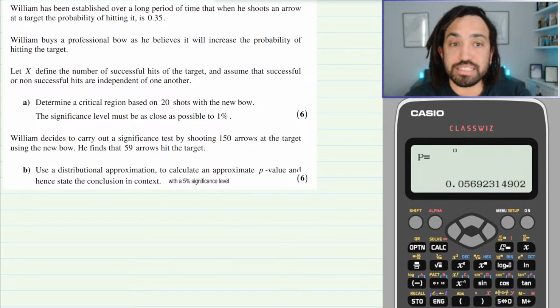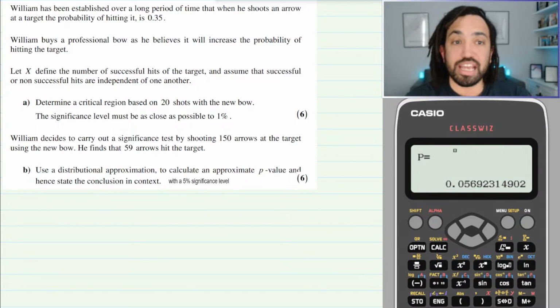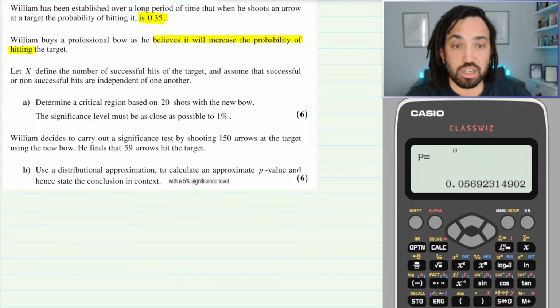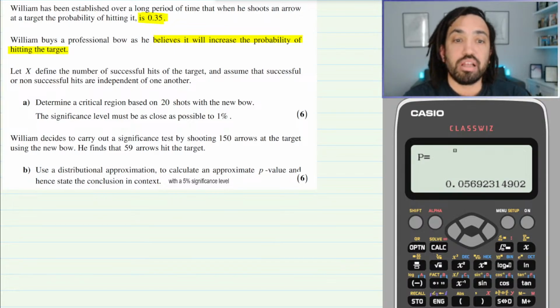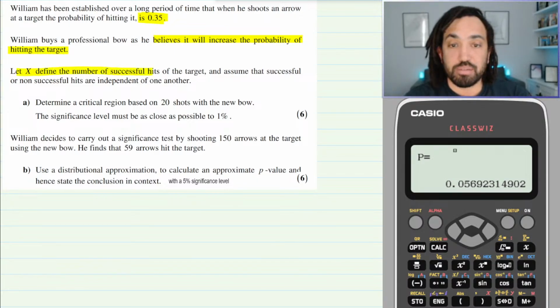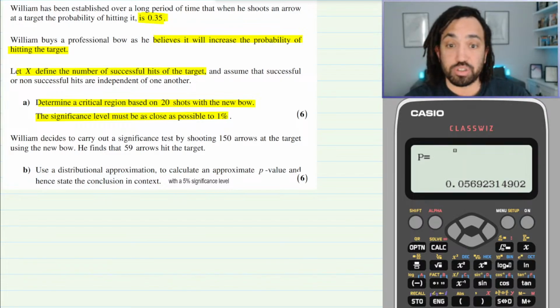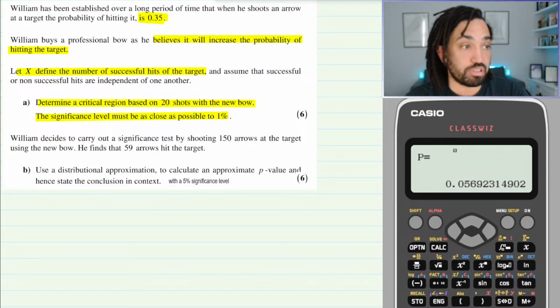And here it says that we know that the probability is 0.35. And he believes that a new bow will increase the probability of hitting the target. Let X be defined as the number of successful hits. Assume that they're independent. Determine a critical region based on 20 shots with the new bow, and the significance level needs to be as close to 1% as possible. Okay, that's another thing they do to try and throw you guys. They will say close to 1% rather than just less than.